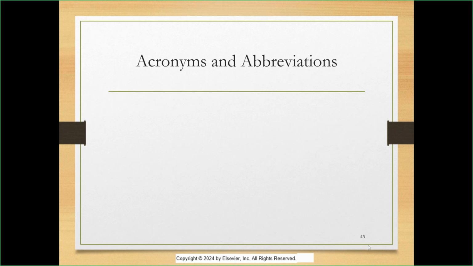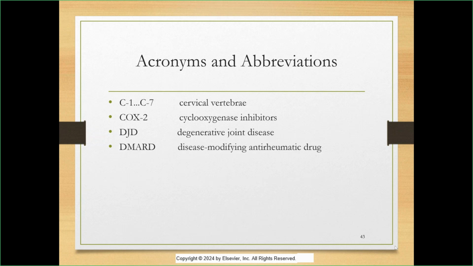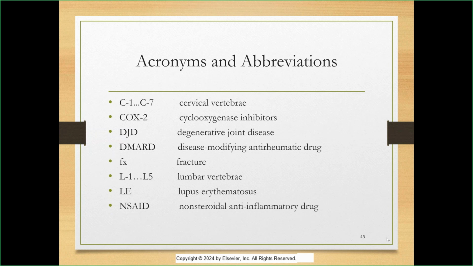Acronyms and abbreviations: C1 to C7 represent the cervical vertebrae. COX-2 means cyclooxygenase inhibitors. DJD is degenerative joint disease. DMARD means disease-modifying anti-rheumatic drug. FX is fracture. L1 to L5 are the lumbar vertebrae. LE stands for lupus erythematosus. NSAID means non-steroidal anti-inflammatory drug. RA is rheumatoid arthritis or right atrium. T1 to T12 are the thoracic vertebrae.